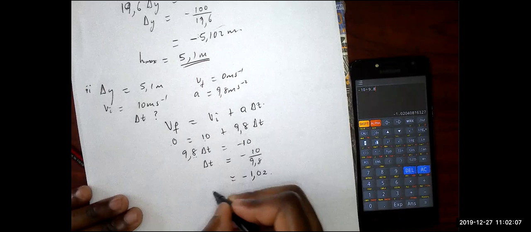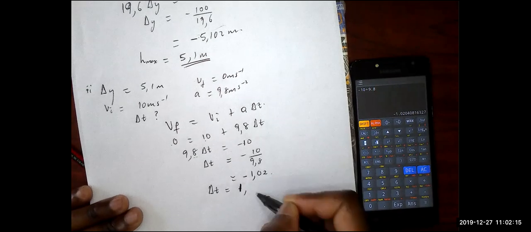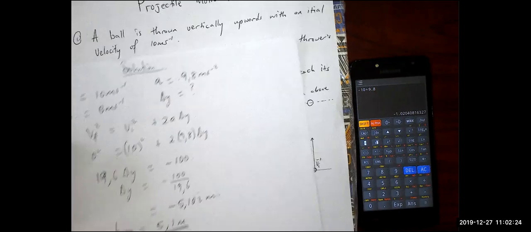It's still positive. So our change in time here is actually going to be, sorry, not negative anymore, 1.02 seconds. That's it. Then you're done. That's your final answer. Now, let's see the third question here.